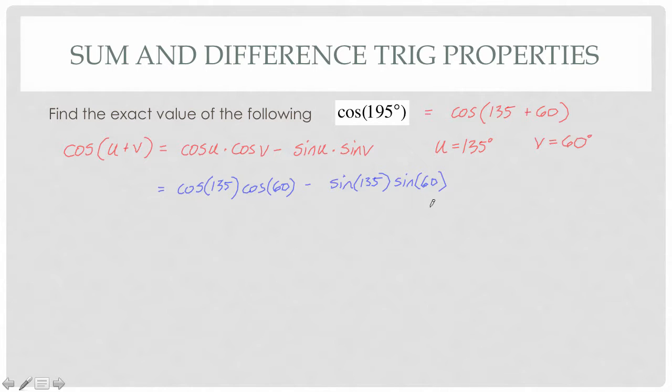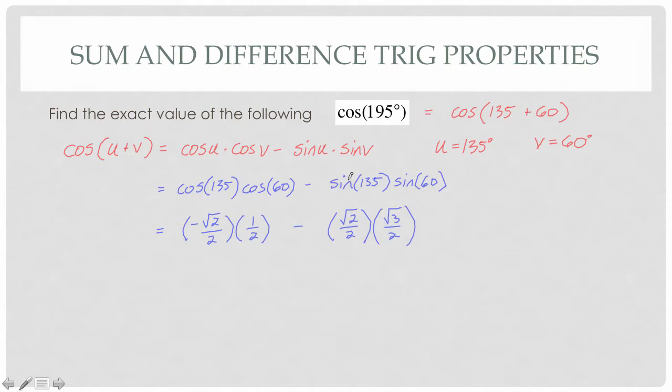Whew, okay. Fortunately, I know these values. The cosine of 135 degrees, we wrote that down straight off the unit circle, was negative square root of 2 over 2. And the cosine of 60 degrees was 1/2. Minus the sine of 135 degrees, which was positive square root of 2 over 2, and the sine of 60 degrees was square root of 3 over 2. Good thing we're good with our square roots, right? But again, what did I just do? We split 195 into the sum of two angles that we know the exact values of.